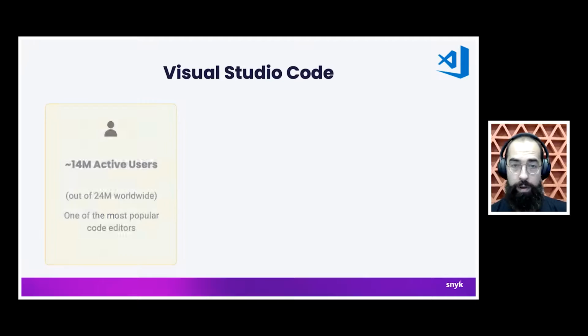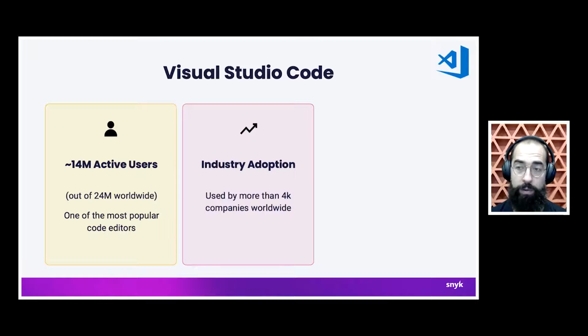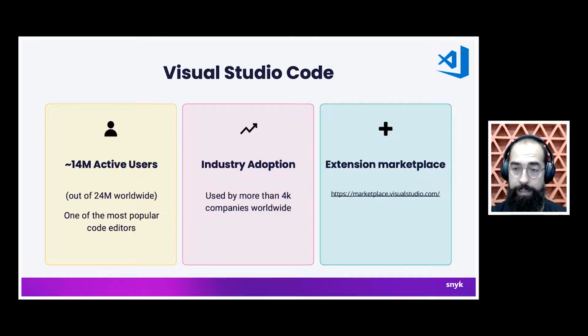So if we focus on Visual Studio Code, it's really popular. It has 14 million active users out of the 24 million developers worldwide. It has a really fair industry adoption and is being used by more than 4K companies worldwide. And it has an extension marketplace as well.